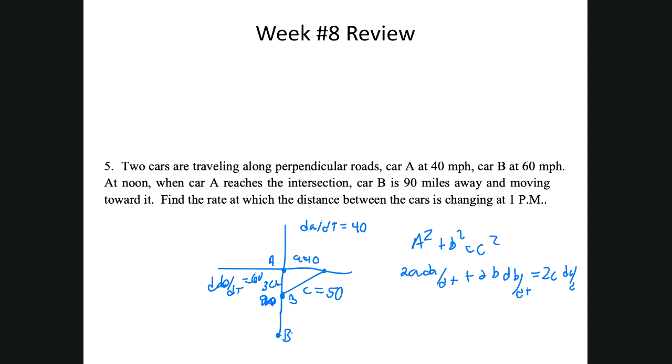So now all I have to do is plug everything in. So 2 times 40 times 40 plus 2 times B, which is 30, times the rate it's traveling at, which is 60, is equal to 2 times C, which is 50, dC/dt. And then I just have to solve this. Without a calculator, I'll let you guys solve it yourselves.